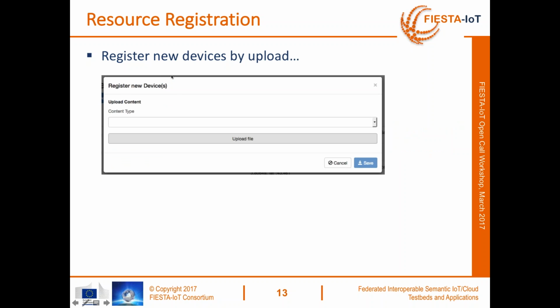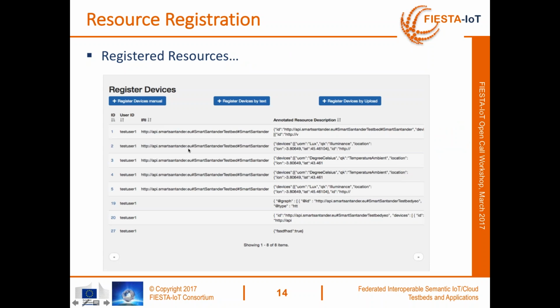You can also register the new devices by upload. Same steps again. You select the content type of the file that you want to upload, for example, JSON-LD or N3 or RDF/XML. You can pick any supported formats, and then you can upload the annotated resource file by clicking upload file and selecting the file sitting on your computer. You click save, and then when you go back, here's the list of resources that you have registered.